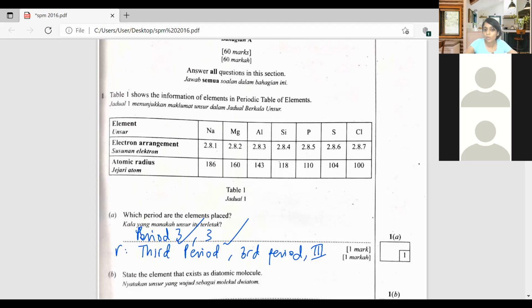Okay, if the teacher wants to go further, I want to ask you, why are they placed in period 3? Because they have 3 shells occupied with electrons. Okay, perfect answer. This will be a 2 marks answer: 3 shells occupied with electrons. Good job. So the teacher will give you 2 marks if that was asked.